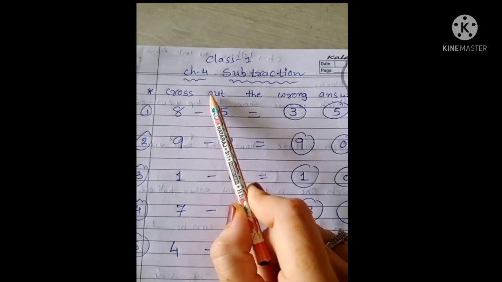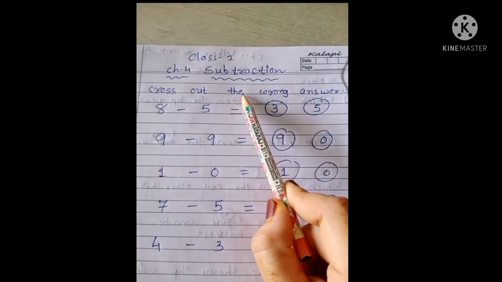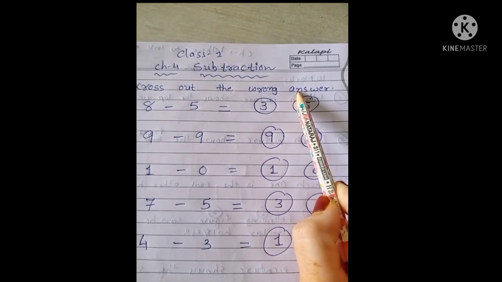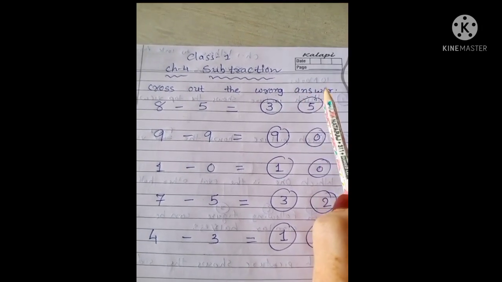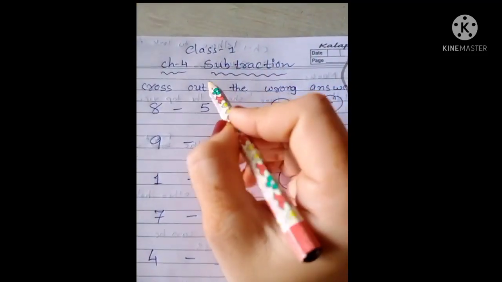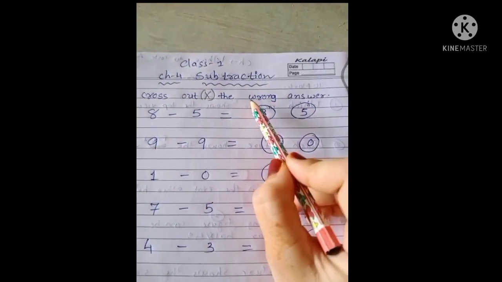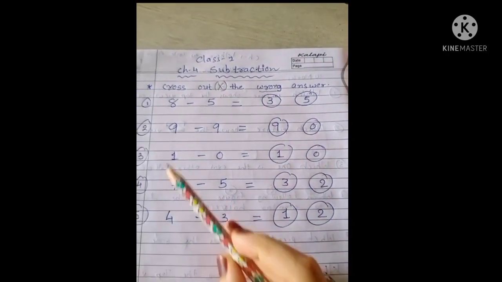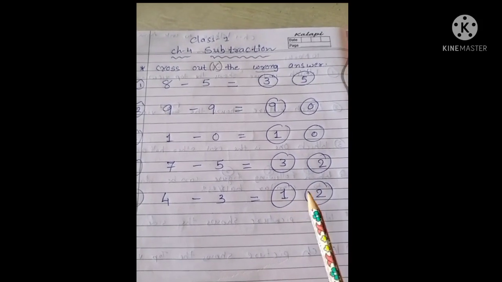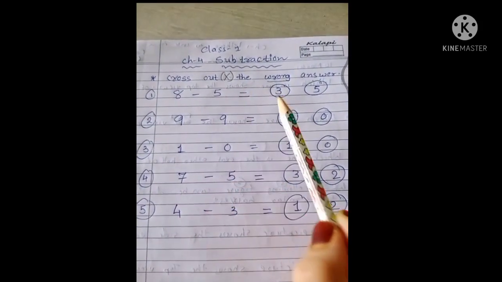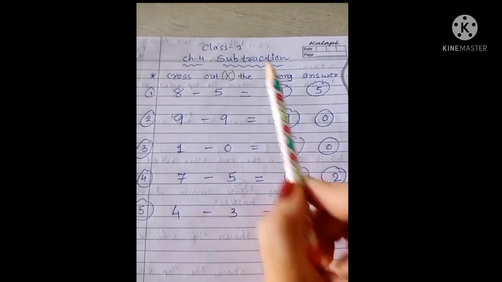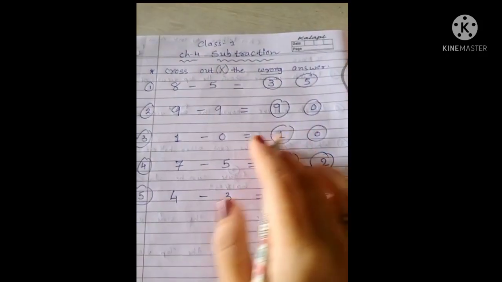Cross means cross. Out, the, wrong, answer. Cross out the wrong answer. Cross out means you have to put a cross mark on the wrong answer given, right? So here you can see subtraction sums given and here you can see circles of answers given. Now after doing this subtraction, you have to put a cross mark on the wrong answer. Clear everyone? Solve it first.